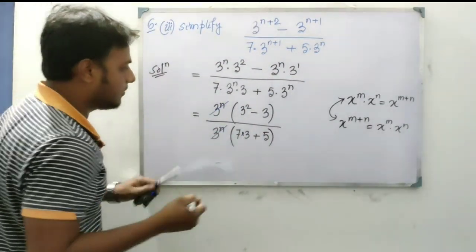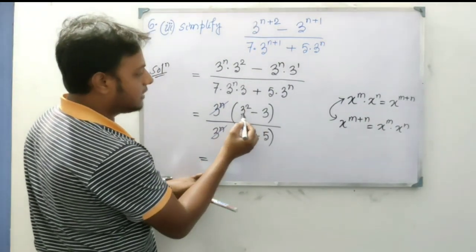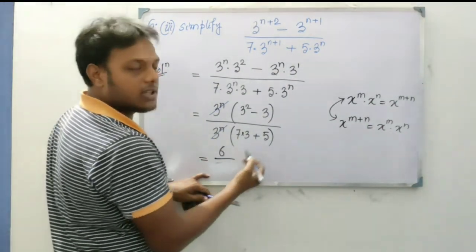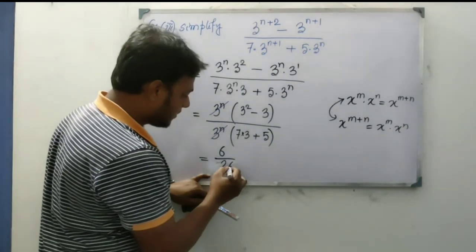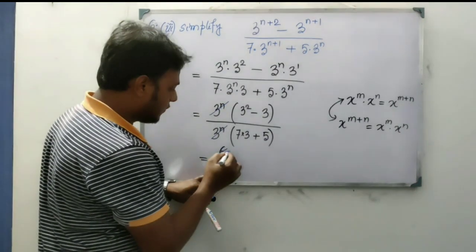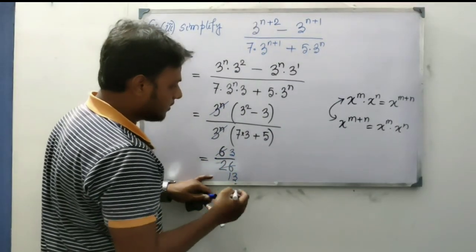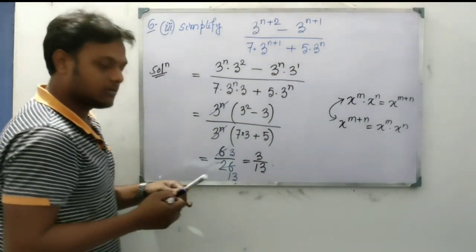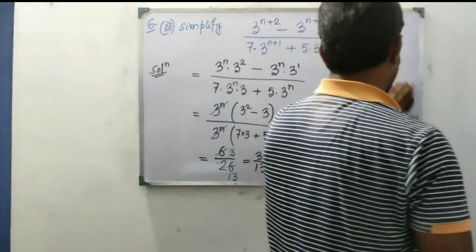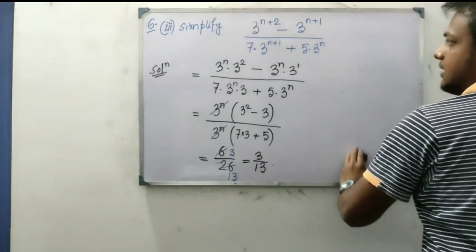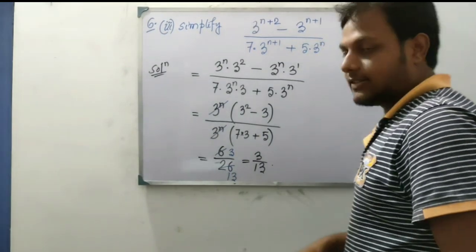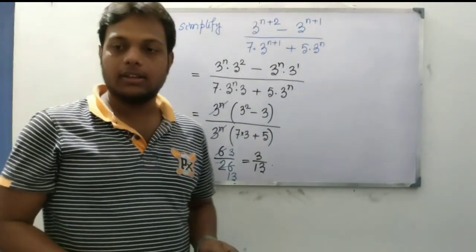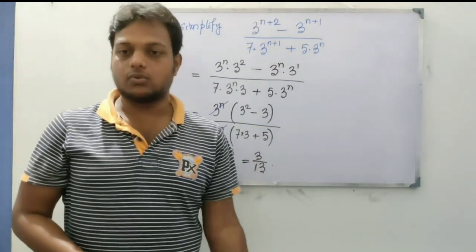Now the numerator will be 3 square minus 3, 3 square means 9, 9 minus 3 is 6, by 3 7s are 21, 21 plus 5 is 26. Now cancel out, cancel by 2, then 3 by 13, so the answer is 3 by 13. This completes the solution. Understood? Okay. This is problem number 6-3. Next, 6-4 is homework, same as 6-3. Now I will solve 6-2.